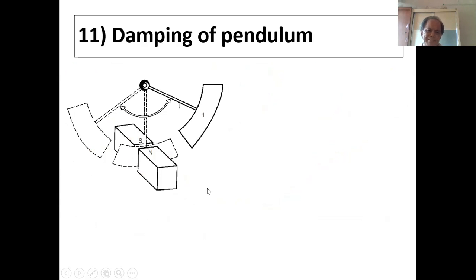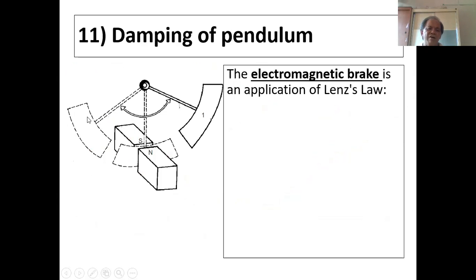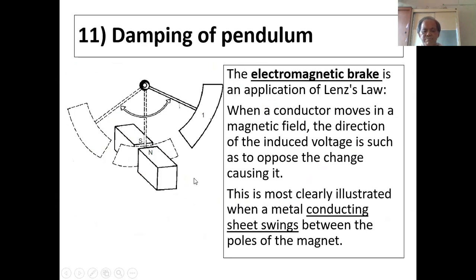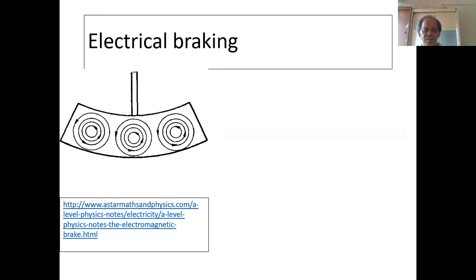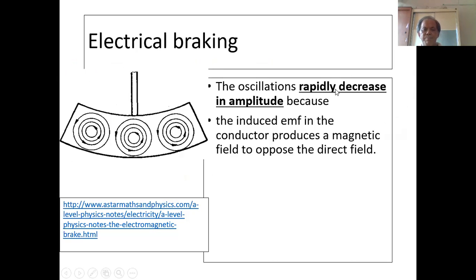Where are the uses? This is just an extra point you can go back and read. Where you have a metal there, this is your pendulum swinging through. We can apply Lenz law. It's very fast, it will stop. Why? Because where it swings, you have what we call eddy current. Rapidly decrease in amplitude. Why? Because you got induced current.